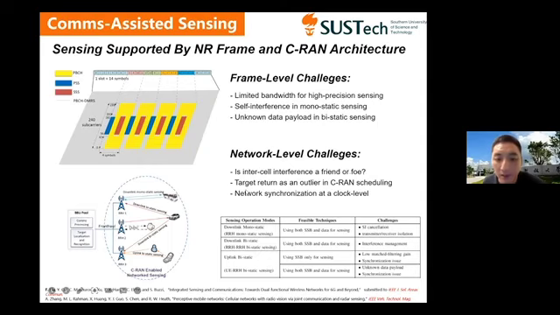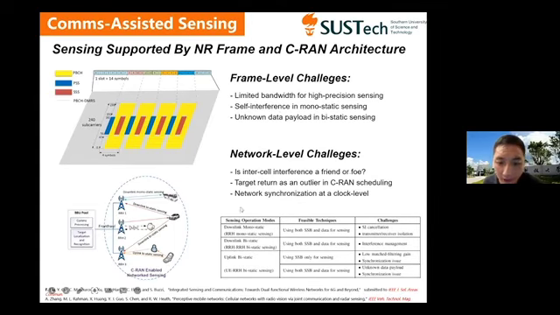And then the second question is, the target return can be an outlier in the CRAN scheduling because the target return is uncontrollable. So in a pure communication network, you can control and schedule the transmitter and the receiver. So when you are going to transmit and when you are going to receive the signal, okay? So you can do this fully controllable scheduling. But the target return can be an outlier because it is unpredictable and uncontrollable. So it is an outlier in a CRAN scheduling.